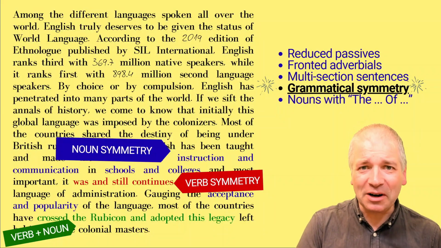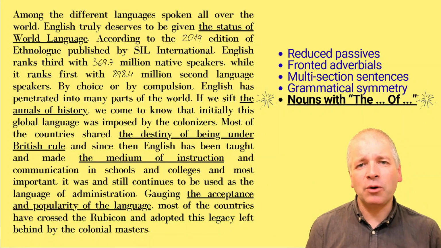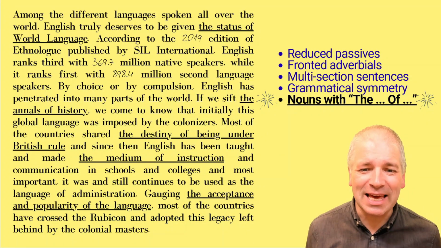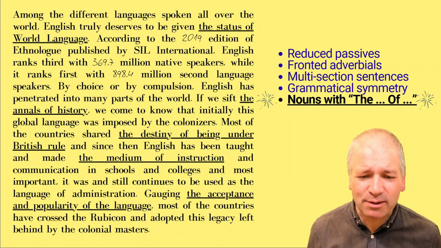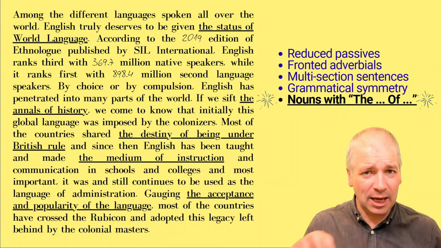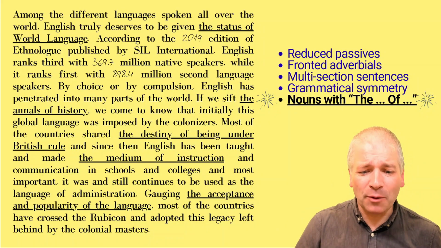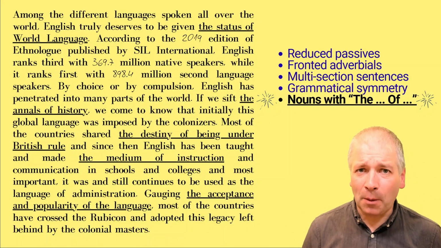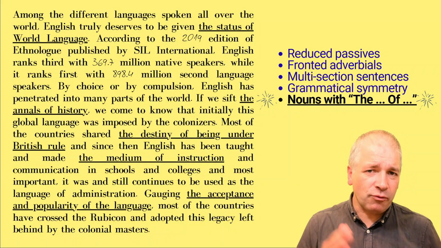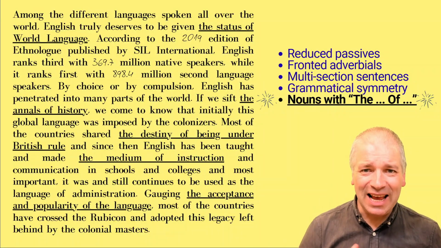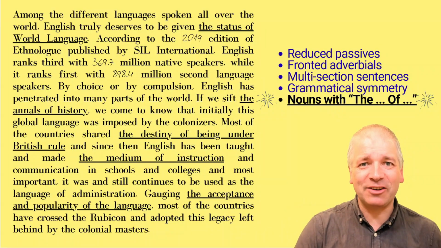and they're a very common feature of highly academic writing. And finally, we have nouns containing the noun of noun. And we have many here: the status of world language, the annals of history, the destiny of being under British rule. Here we have a participle phrase that forms the noun, the medium of instruction, the acceptance and popularity of the language. So it's very common that we describe a noun with another noun in this structure, the something of something, in advanced academic texts.